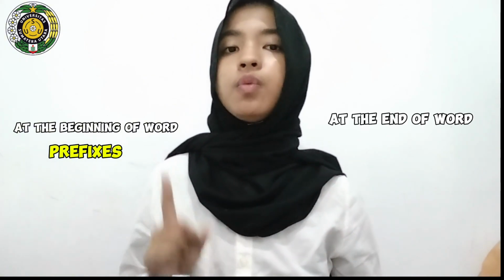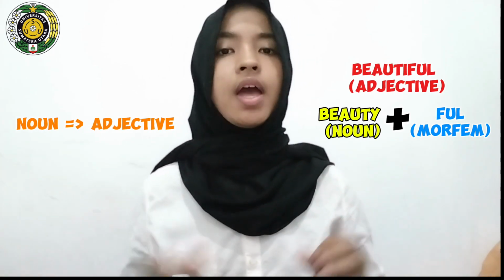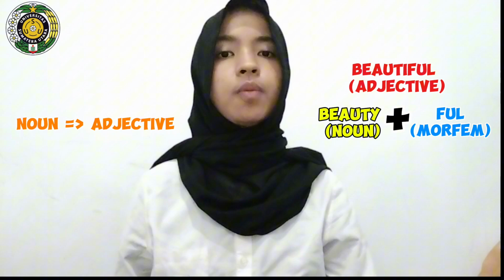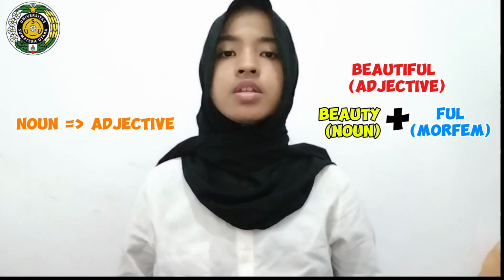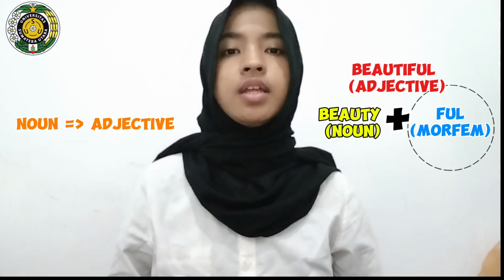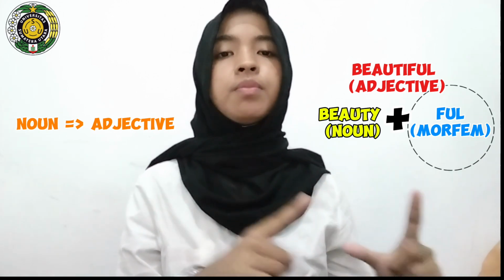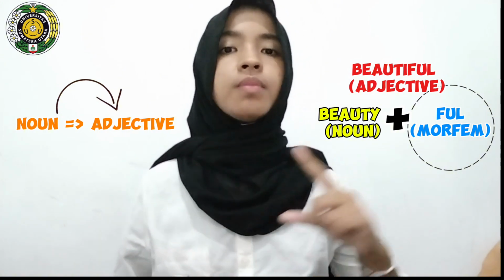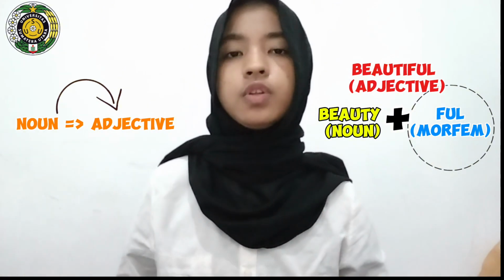Derivational morphemes are divided into two. We can find them at the beginning of words, which are called prefixes, and at the end of words, which are called suffixes. For example, the word beautiful is an adjective, and this is obtained from the word beauty as a noun. With the addition of the morpheme full, beauty becomes beautiful, a noun becomes an adjective because of the morpheme full. And then the second is inflectional morphemes.